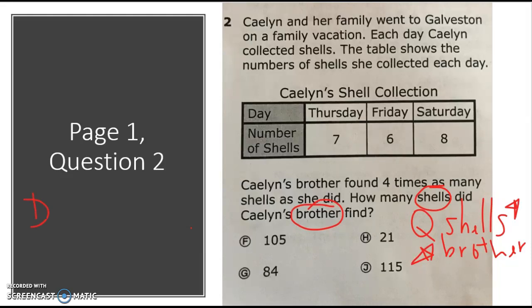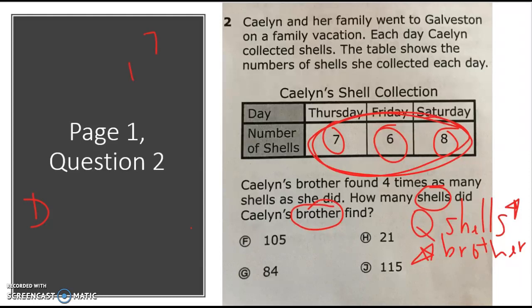So when I'm finding my data, I'll go right here on the side. I see that Kaylin collected 7 shells Thursday, 6 Friday, and 8 Saturday. Because the question doesn't say anything about only on Thursday or only on Friday or only Saturday, I'm going to go ahead and group those shells right over here because those are all the shells. It doesn't say I need just a specific day, so I'm going to go ahead and combine them.